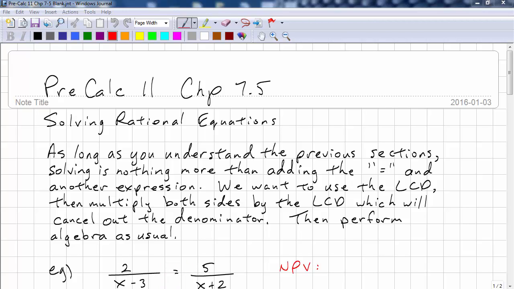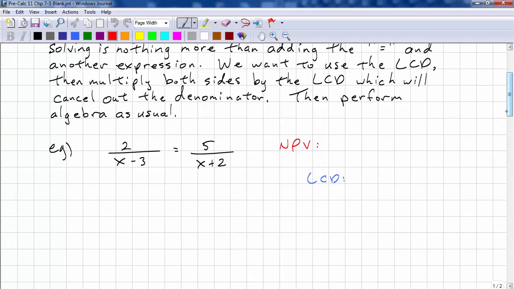And we still want to use the LCD. Then we want to multiply both sides by the lowest common denominator, and that should cancel out the denominator. And then we perform algebra as usual. We'll start off with some easier questions, and then we'll move on to some harder examples. So first thing, the non-permissible values, x equals 3 or negative 2.